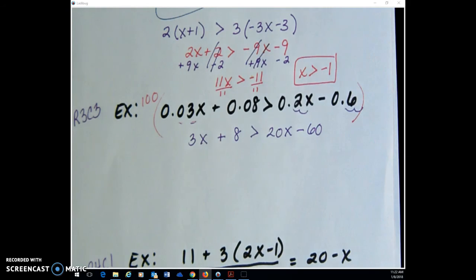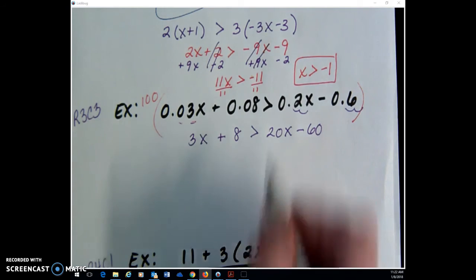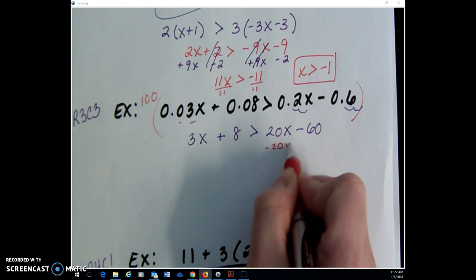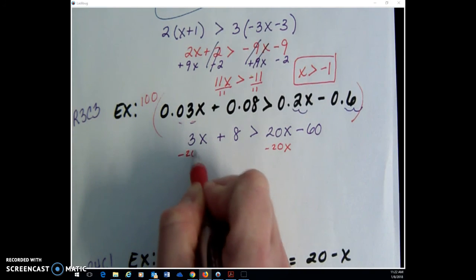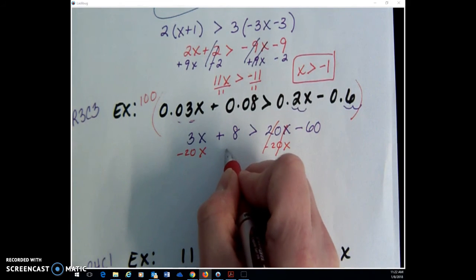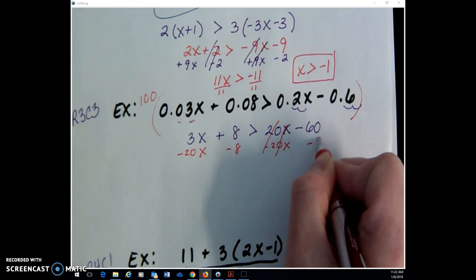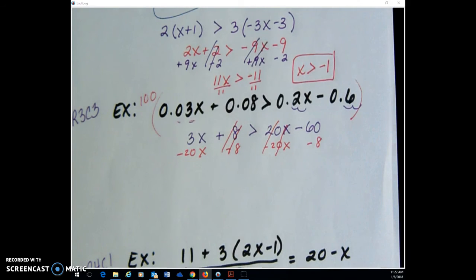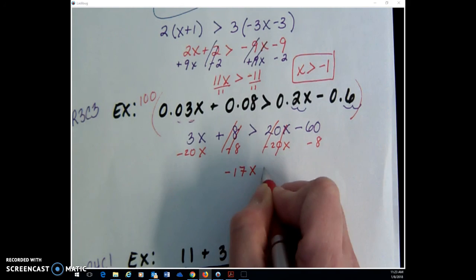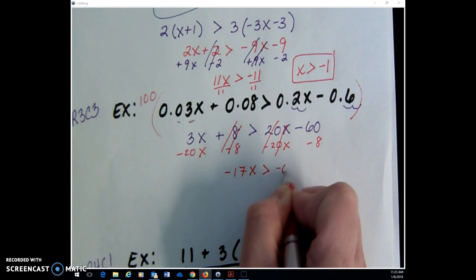So then when I am now going to simplify everything, I'm going to go ahead and subtract 20x from this side, so that will cancel 20x over here. And then I'm going to subtract 8 from both sides. So I'm going to end up with a negative 17x that's greater than negative 68.